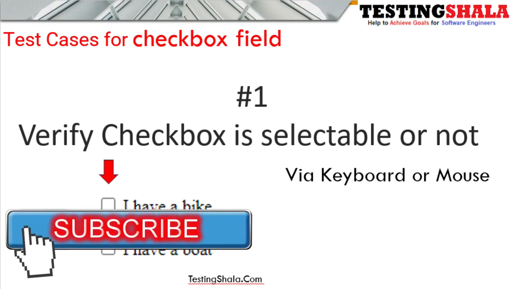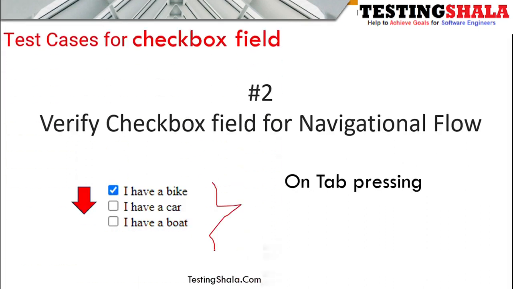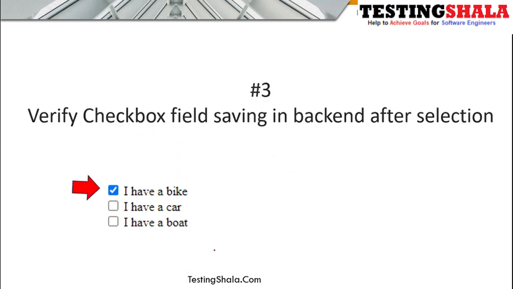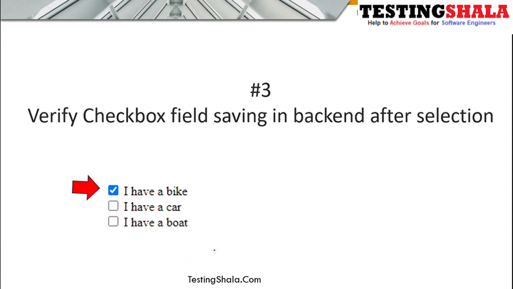Then the second one is the navigation flow. If your application has 3 checkboxes, then the navigation should start from the top checkbox first, then if I click on tab, it should move to the next checkbox and so on. You should traverse in an appropriate way. The next scenario is that whenever we do any operation on the checkbox, the data should get saved in the database, and if we change something in the database, the data should get reflected in the UI element as well. That kind of to-and-fro testing you should also perform for this checkbox field.